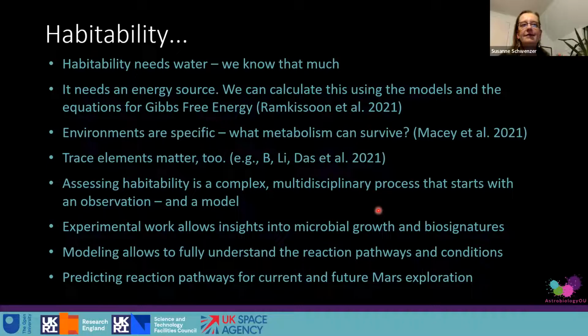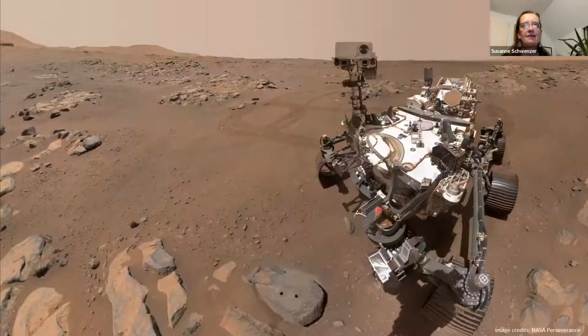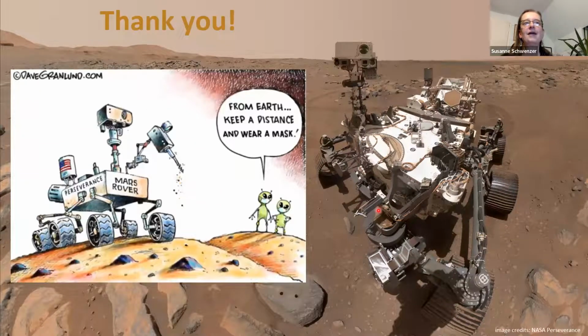And we added experiments and observations in analog experiments to fully understand what it is that we are modeling here and predict those reaction pathways for current and future Mars exploration. And with that, I say thank you very much. This is actually Perseverance, and I hope it doesn't think like this, but that's me done. Thank you.